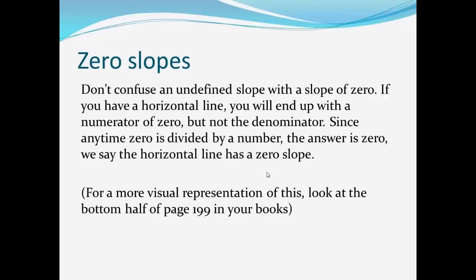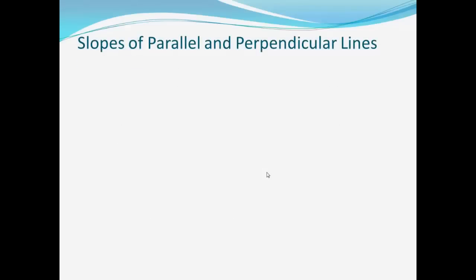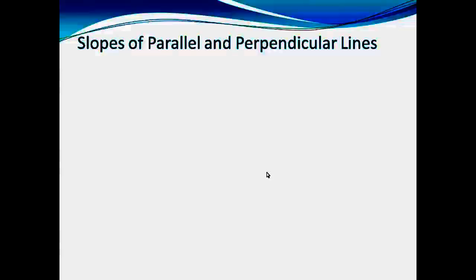Now, if you want to look in your books for what a negative slope, a positive slope, an undefined slope, and a 0 slope look like, go to page 199 in your books. They've got some good diagrams in there. Okay, now we get into more of how you're going to use this in geometry, the slopes of parallel and perpendicular lines. There are 4 theorems associated with this.